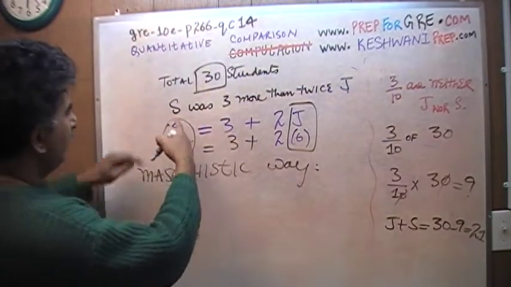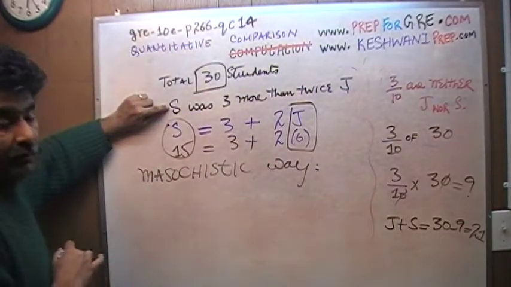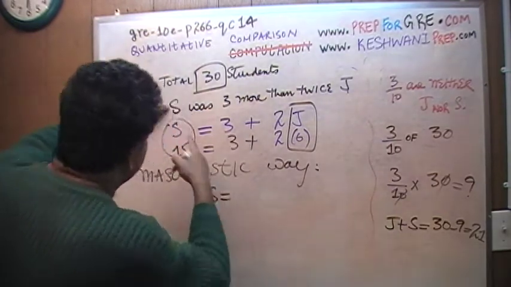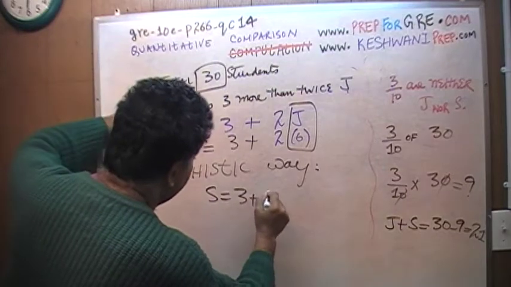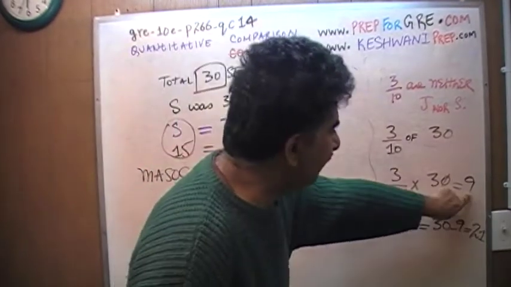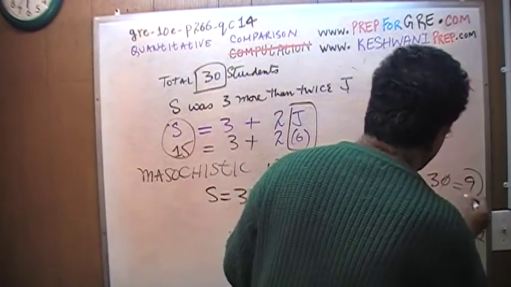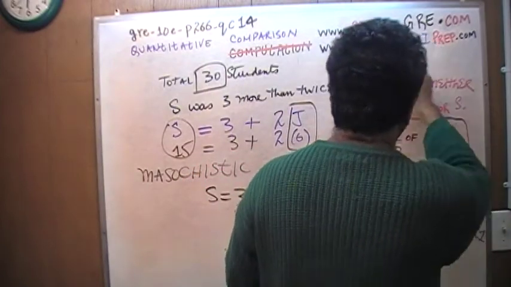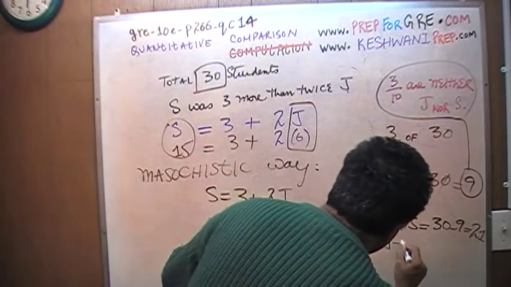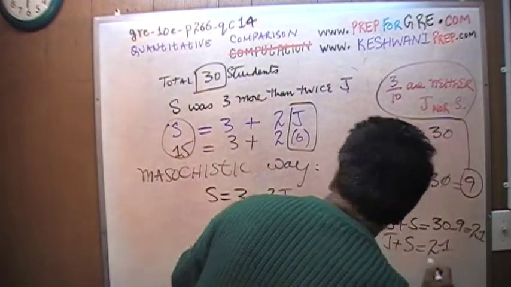So here you make an equation. Seniors was 3 more than twice the juniors. And from here I know that there are 9 people who are neither juniors nor seniors, which means there are 21 altogether. J plus S equals 21.